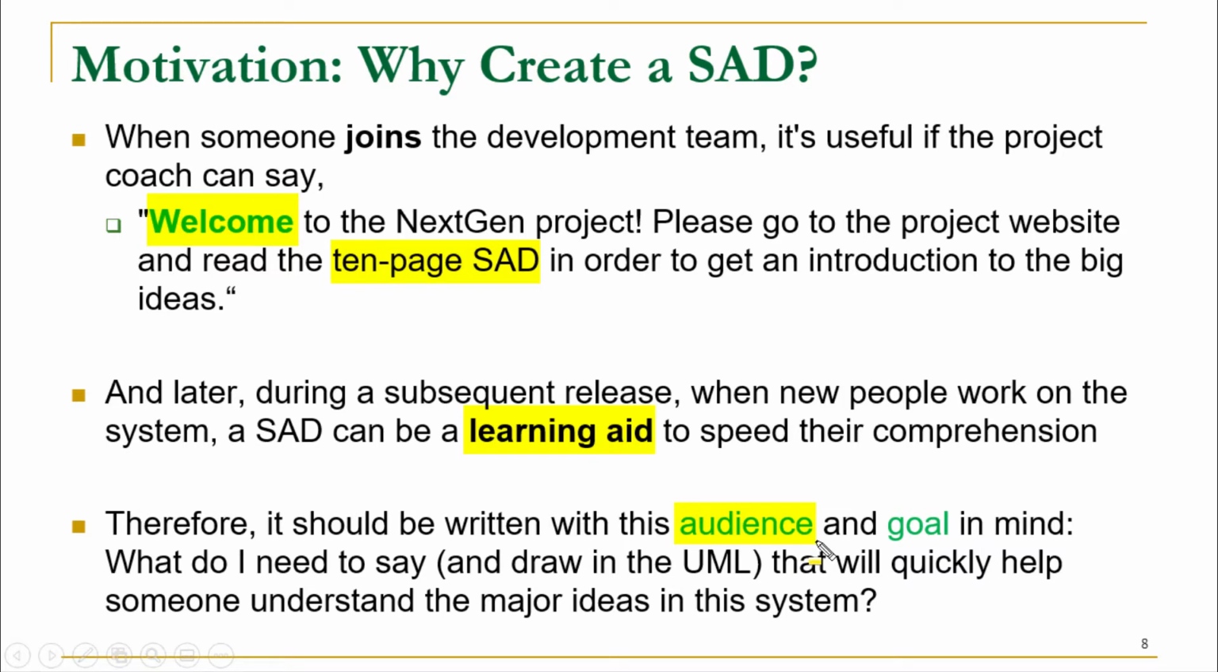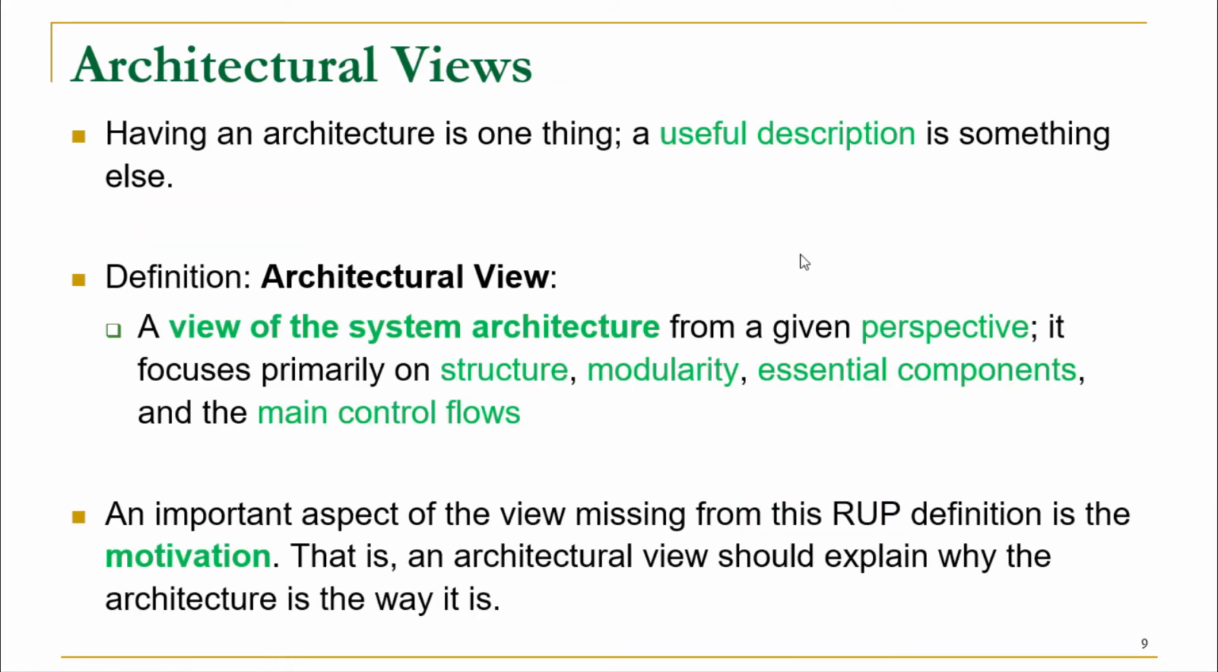But whenever you are writing that software architecture document, you should keep two things in mind. The first one is the audience. The audience is the newly joining people, and the other group of audience is the people who are currently on your team. The second thing you should keep in mind is the goal of your document. The goal is that you really want the reader to quickly understand and get an overview of the major ideas of your system.